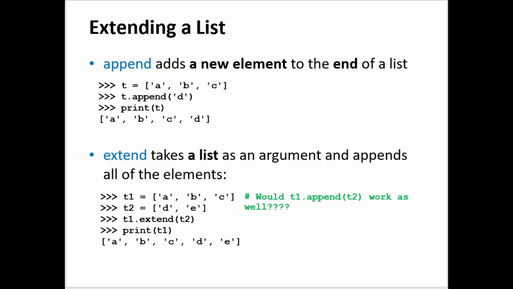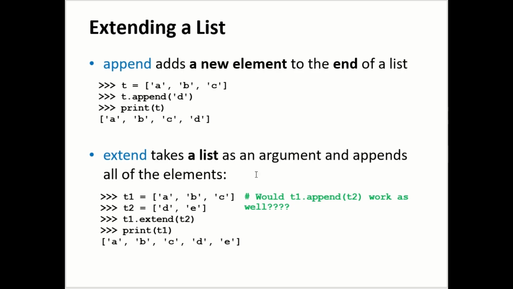Append. Append is a list method which will add a new element to the end or the right side of a list. So if you have T, the variable T is referring to a 3-item list with the strings A, B, C. You can do T.append. Remember how methods are called? We have the object, a dot, the name of the function. If you're passing a D string, you can then print, and it's A, B, C, D now.